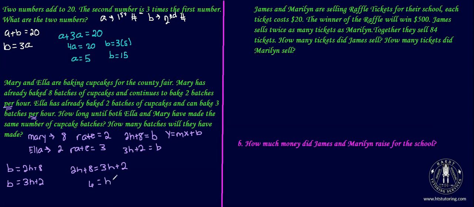So after 6 hours, they will have made the same number of cupcake batches. Well, let's figure out how many batches that's going to be. So b equals 2 times 6 plus 8. I can plug it into either one of these equations and get the same answer. I get b equals 12 plus 8. I get b equals 20. So 20 batches, 6 hours. Always remember your units. They will have made the same number of cupcake batches after 6 hours, and it'll be 20 cupcake batches.